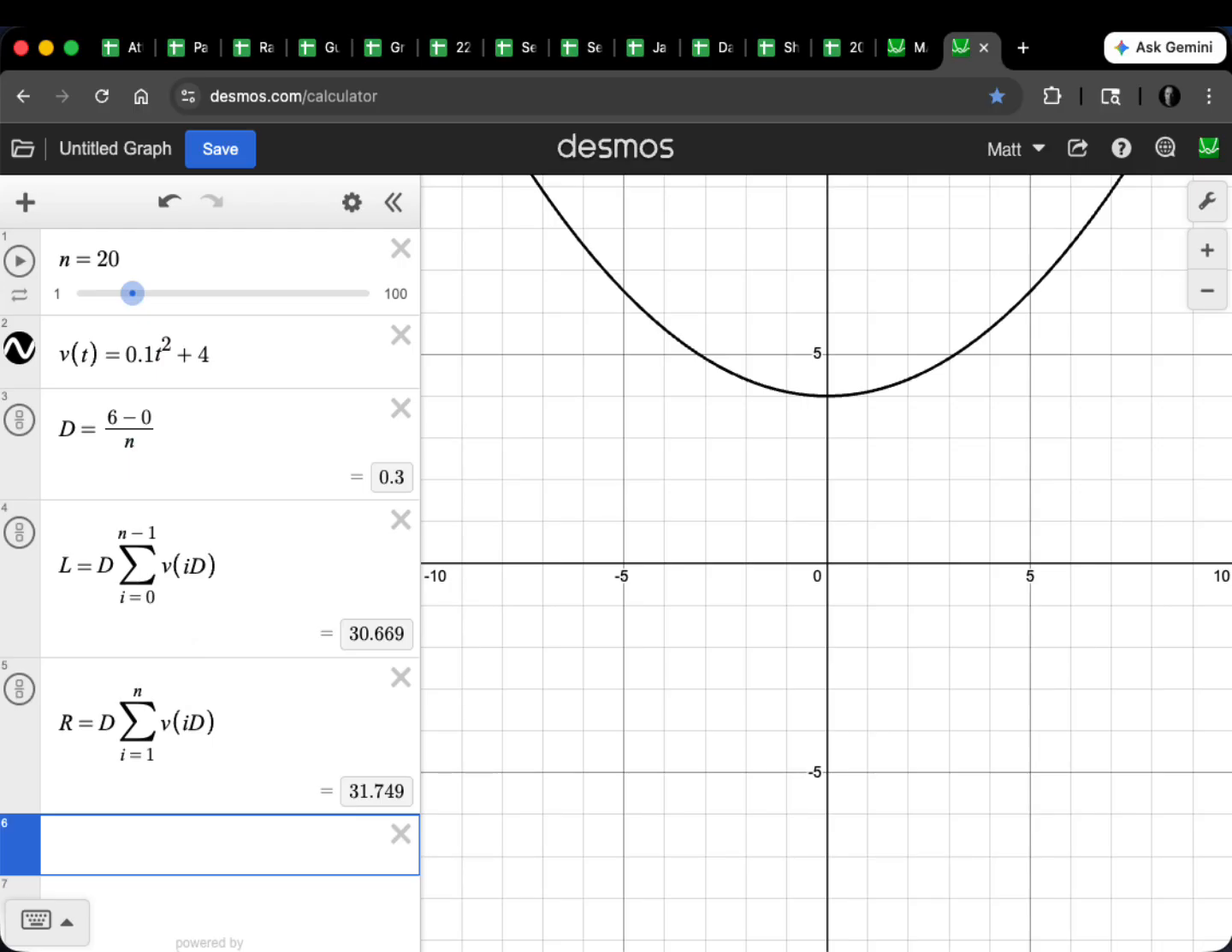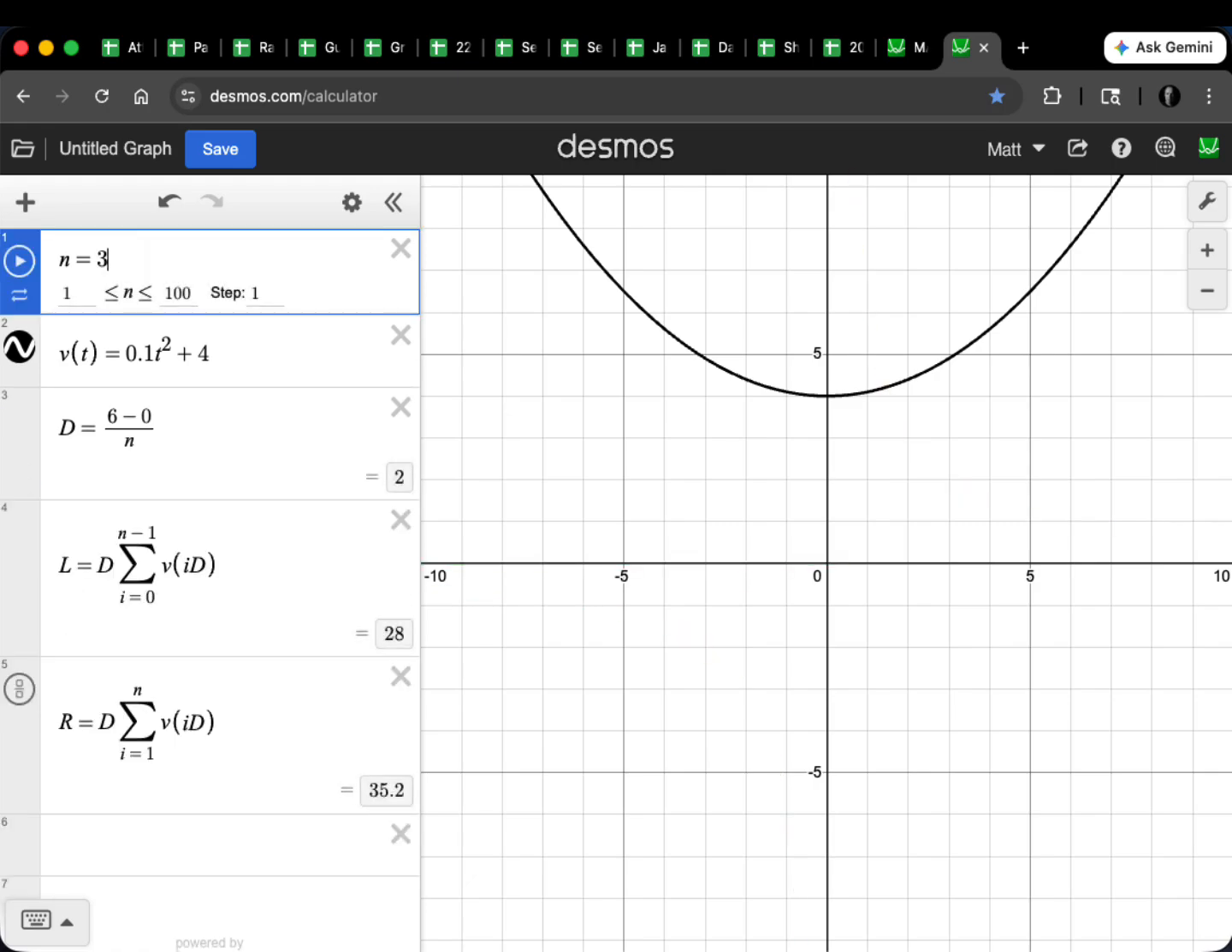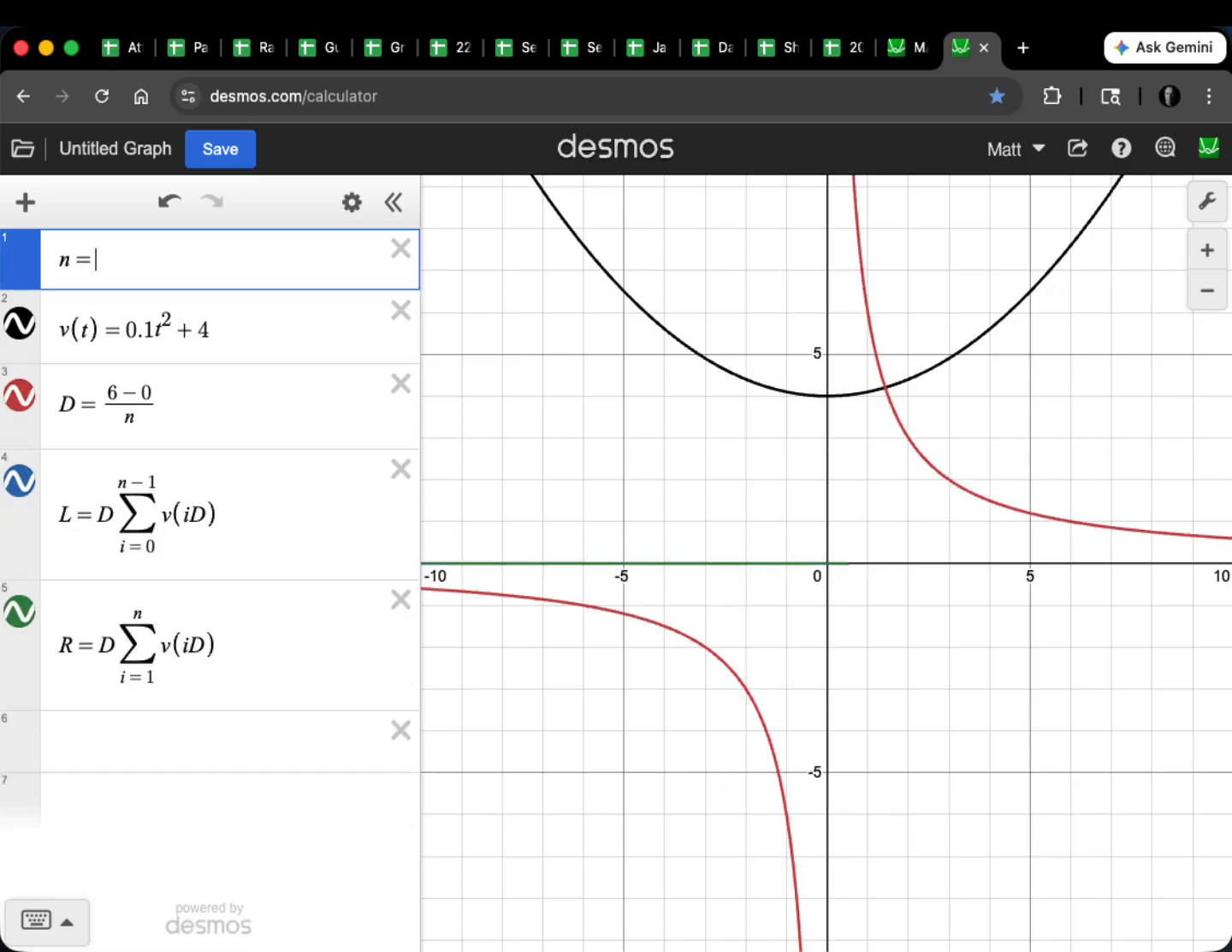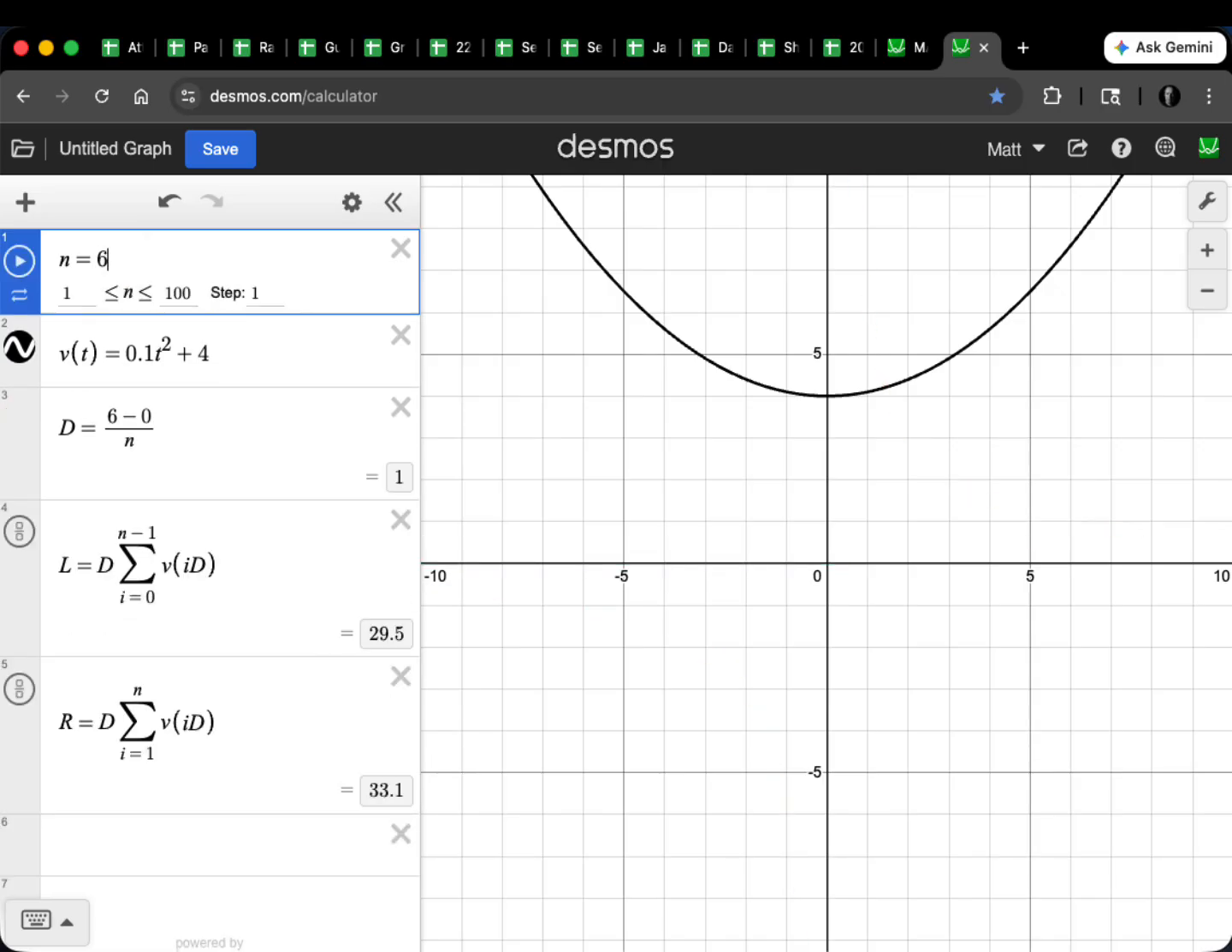So in our programming, I can now simply change n to different values, and this will automatically calculate for us the left and right-hand sums for the time intervals 0 to 6. Let's drop n to 3, and we confirm our answers we got on the first page of our notes, 28 and 35.2. Change n to 6, and we get the answers we got on the second page of our notes.